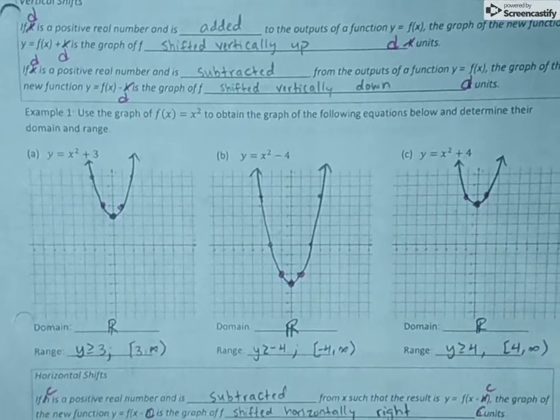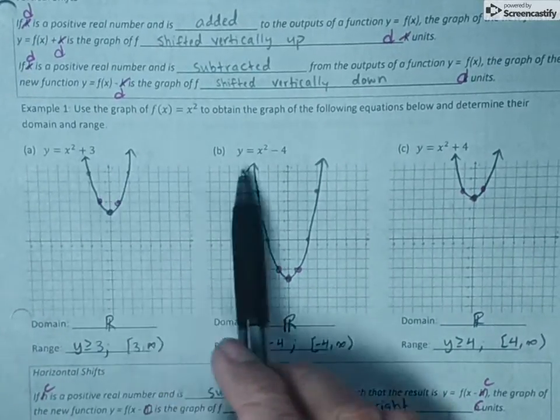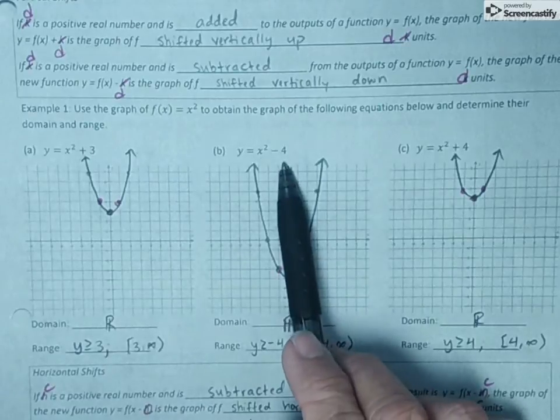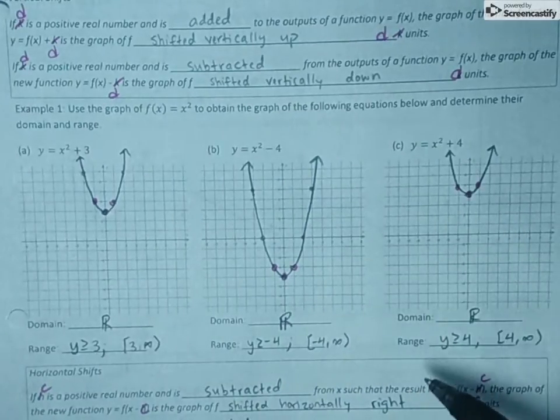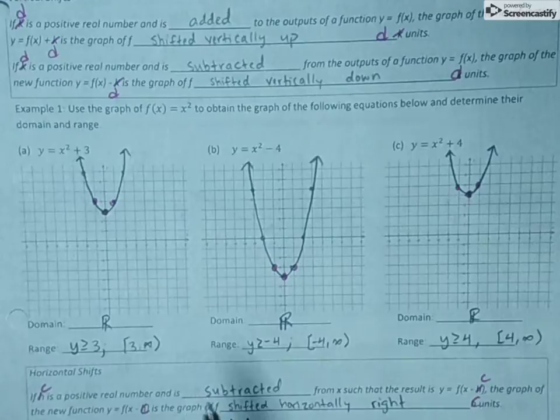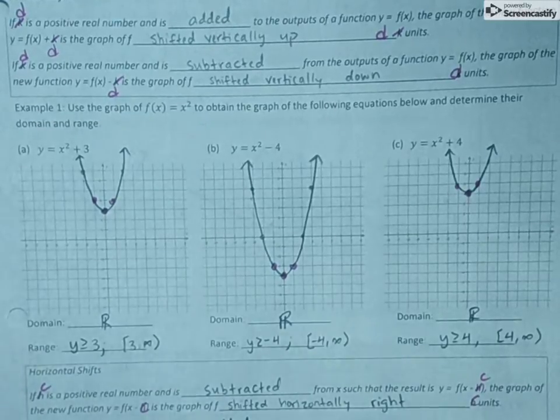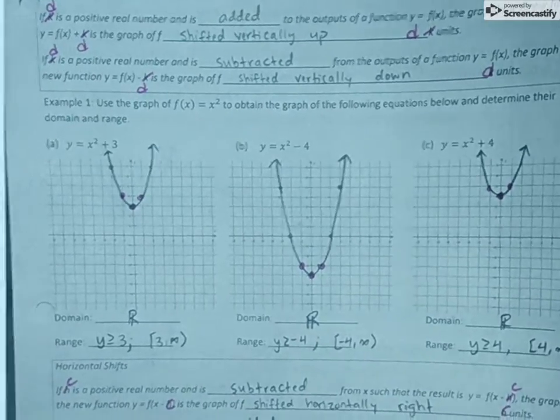And these are just the graphs of what you get. If we're just using a quadratic, it's shifted up by 3, down by 4, up by 4. And notice our domain never changes, it's just the range that is affected by this. Again, pause it if you need to.